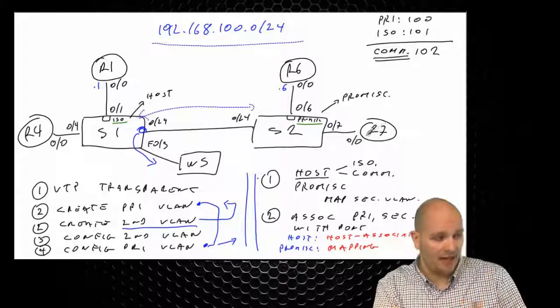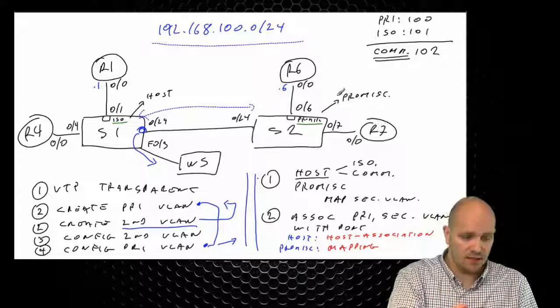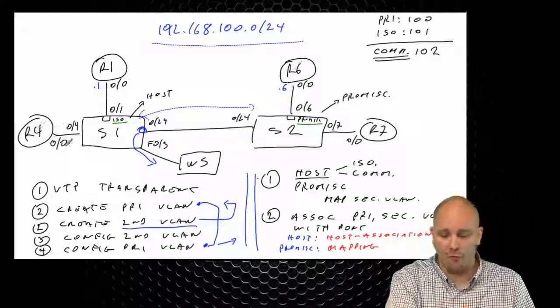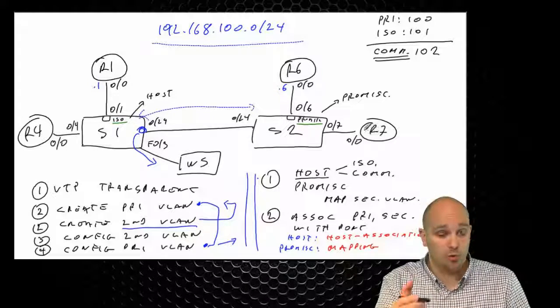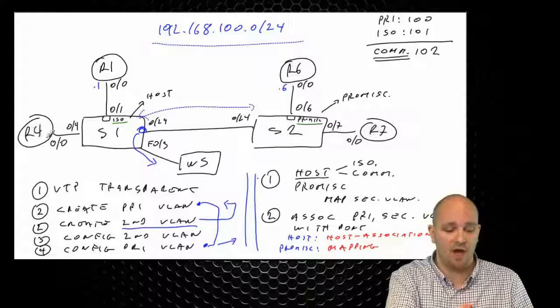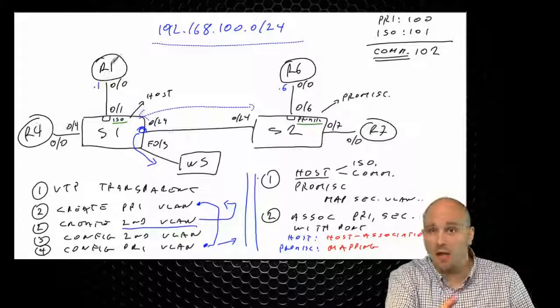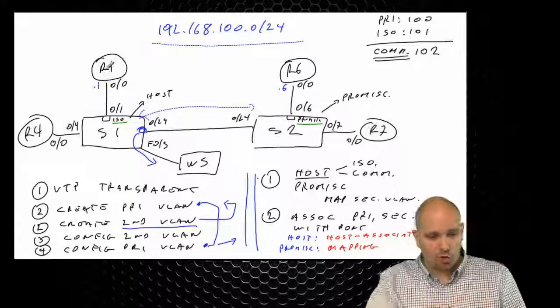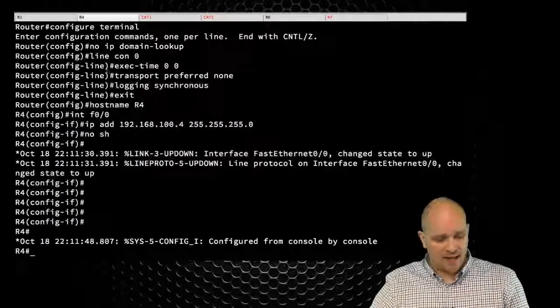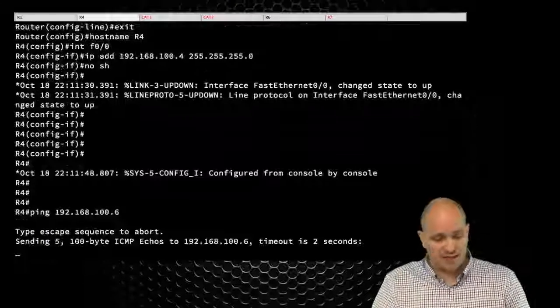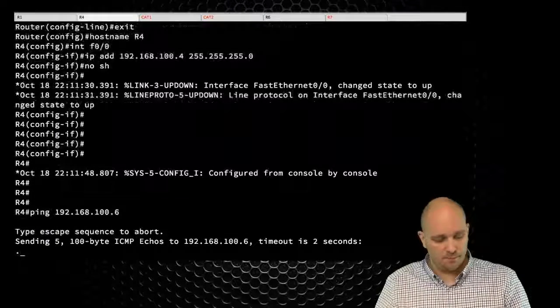So what we should have here is communication between R4 and R6, R4 and R7, but what we should not have is communication between R4 and R1 and R7 and R1. Let's give it a try. So I'm going to go to R4 now, and I'm going to try to ping R6. Let's see if this works.